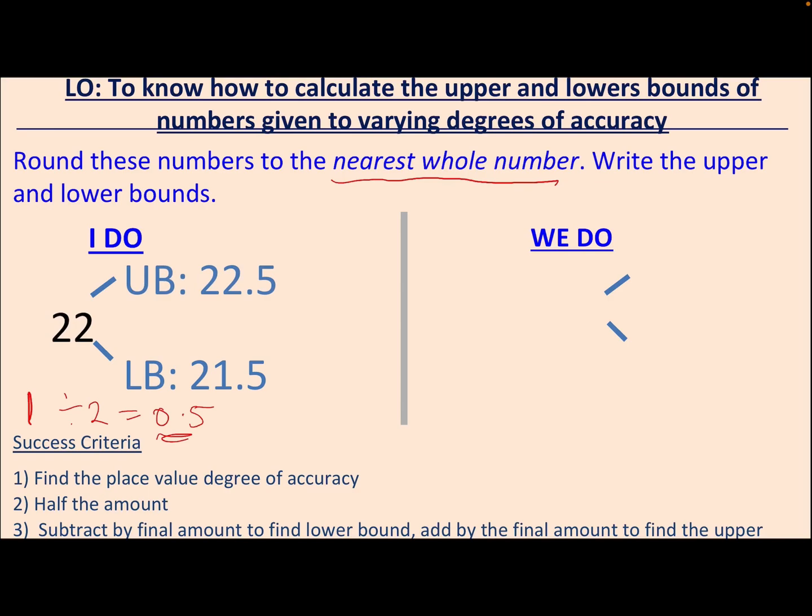So I want you, for the next question, to do the exact same steps, but for the number 100, please. Make sure to pause the video because I will be going over the answers. Alright, so here are the answers. So the lower bound is going to be 99.5 and the upper bound is going to be 100.5.